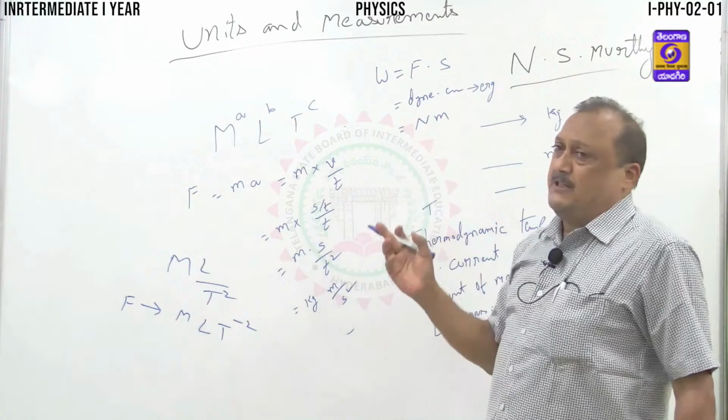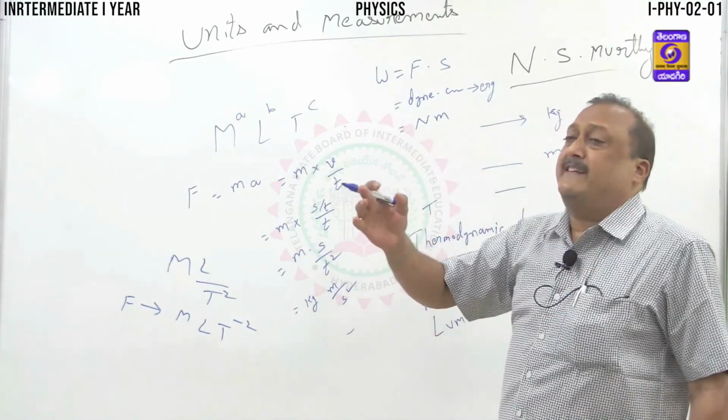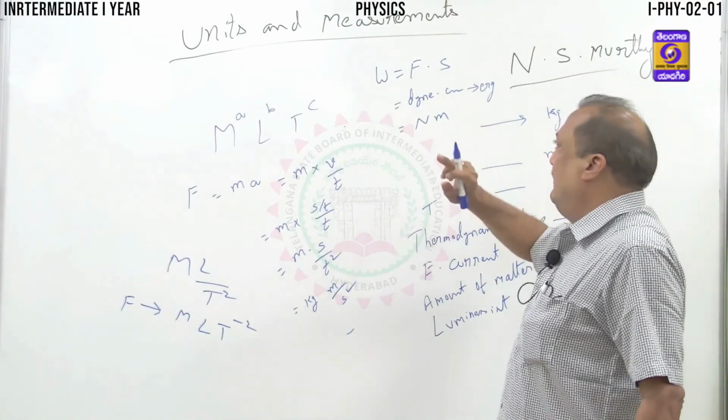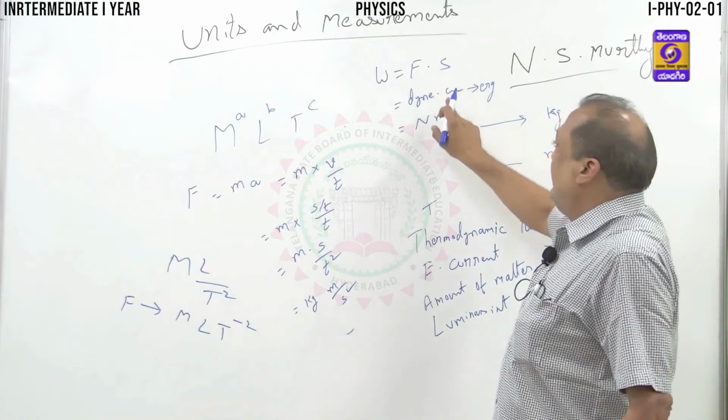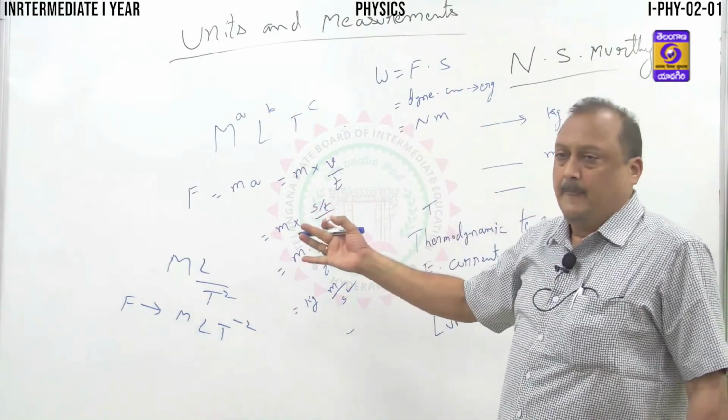Then what is the relation between dyne and erg? There is a question like that. One erg equals dyne centimeter. Force into displacement: the unit of force in the CGS system is dyne, and the unit of displacement in the CGS system is centimeter. So dyne centimeter equals erg.